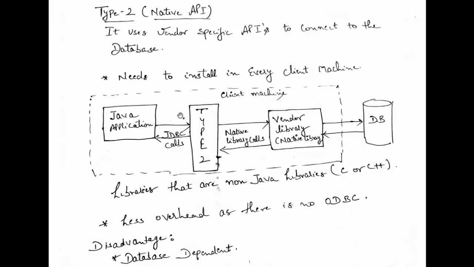These native libraries are written in C or C++, which are completely platform dependent. So the main disadvantage of this type 2 native API driver is that it is completely database dependent. If you change your database, then you have to change the vendor specific native libraries also. For example, if you are working with Oracle, then Oracle must provide its vendor specific APIs so that this architecture can work.